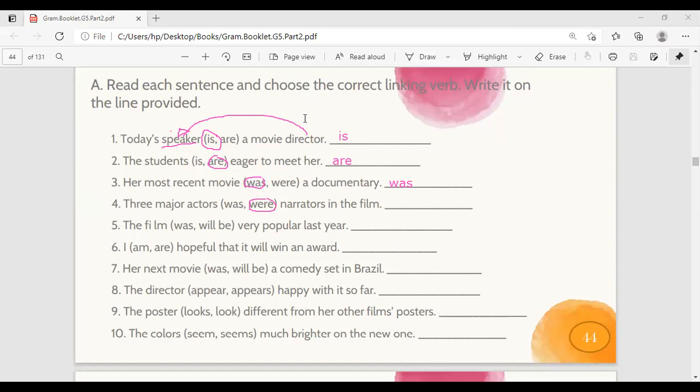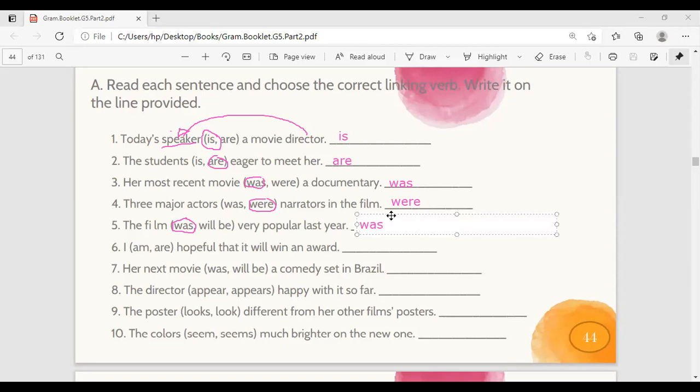Malak? Yalla, number 5, please. The film was or will be very popular last year. Was. Very popular. Pay attention. Be, when we use it alone, is also a linking verb. So, was. Thank you, Malak.